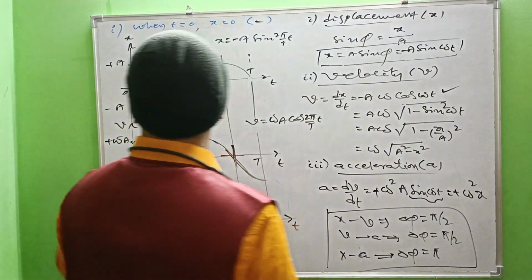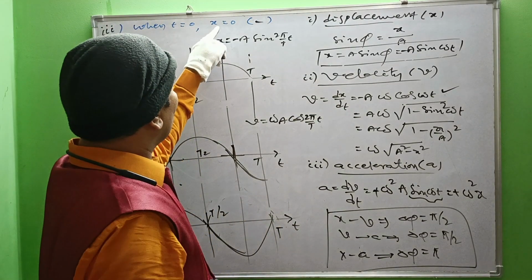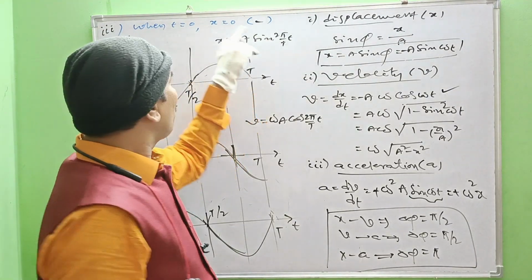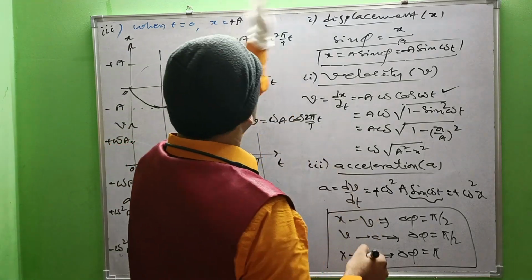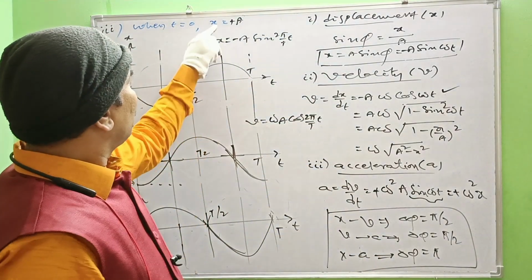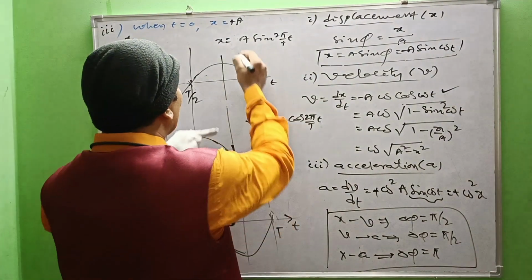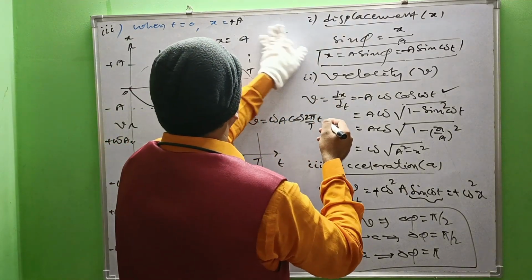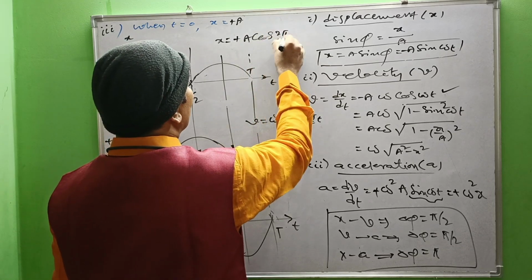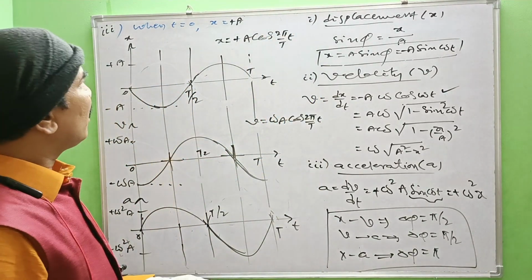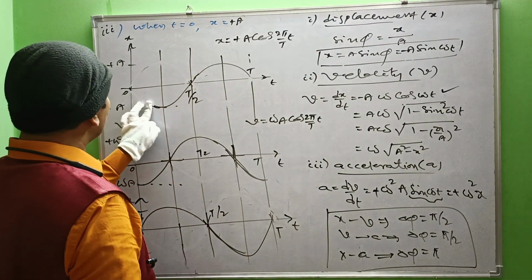Now third situation, number 3: when t equal to 0, initially the particle is at the positive extreme position, that is plus a. What is the expression here? When the particle is at the positive extreme position, the valid equation for SHM is x equal to a cos omega t, that is a cos 2 pi by capital T into small t. Right. So plus cos theta, how does it vary?